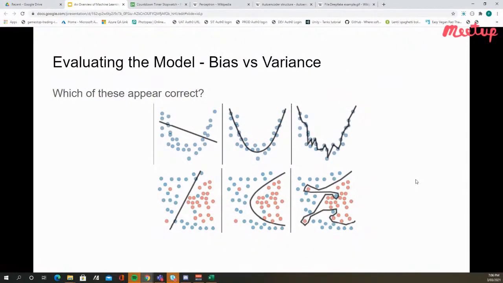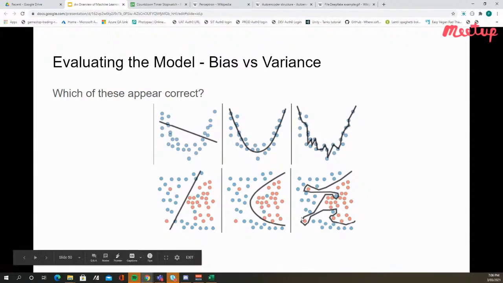So let's move on to our final section in this talk. It's about bias versus variance. And these are also ways you can evaluate models. Now, which of these look right to you? This is from regression, and this is classification. Just think about that for a second.